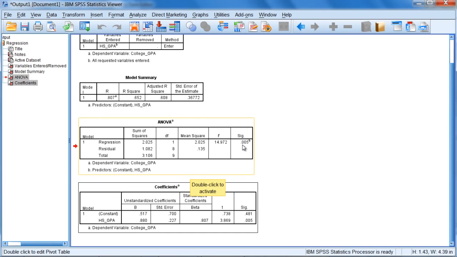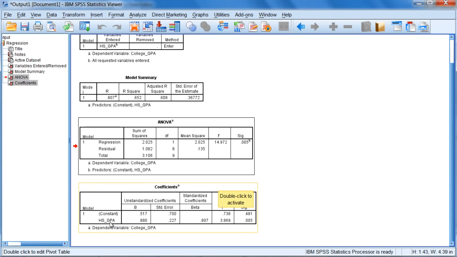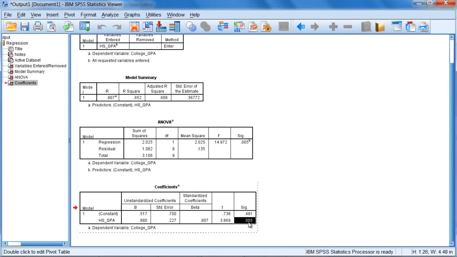Notice the p-value here in ANOVA of 0.005. And then if you go down to coefficients for high school GPA, notice the exact same p-value at 0.005 once again. So these two p-values are identical. This one here under the ANOVA table and this one here under coefficients. These are both testing the exact same thing, whether high school GPA is a significant predictor of college GPA or not.